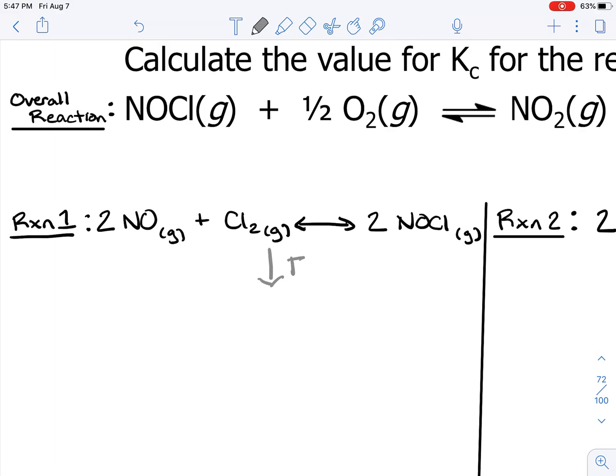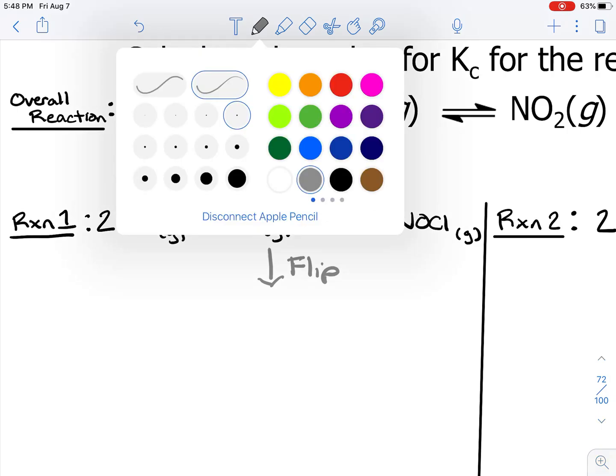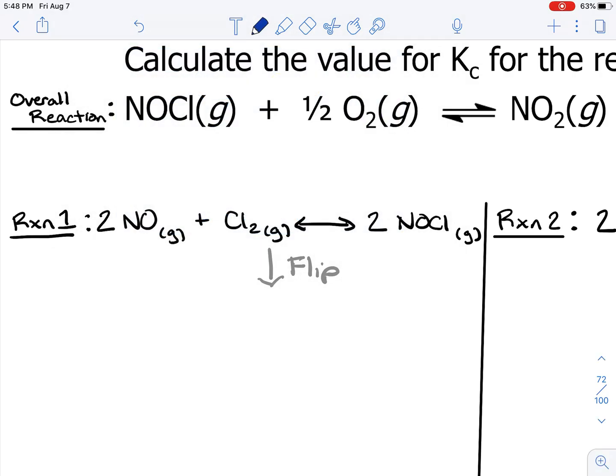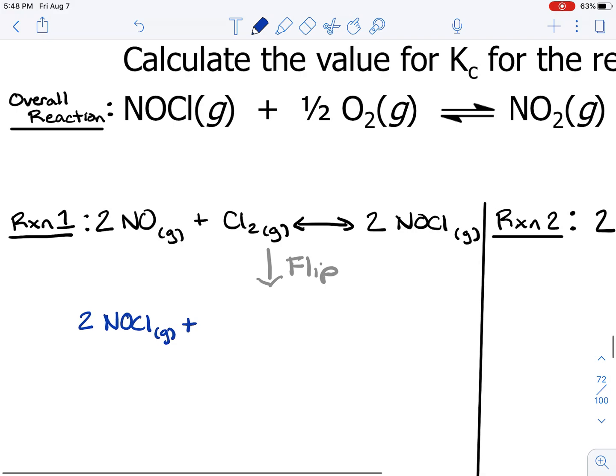So I'm going to go ahead and flip this chemical equation. And if I were to flip this chemical equation, then I get 2 NOCl. And for the sake of time, I'm not going to write the physical states of matter. I guess I'm just being lazy. I guess I'll just write it. 2 NOCl. Oops.